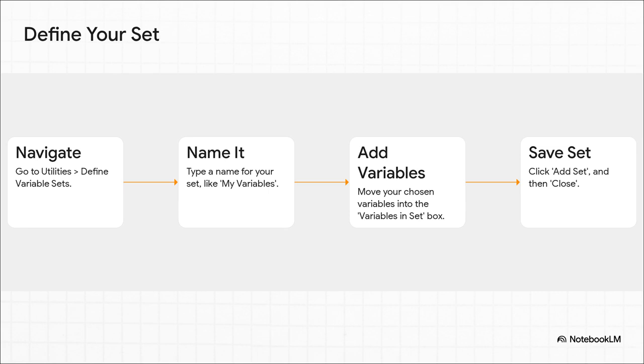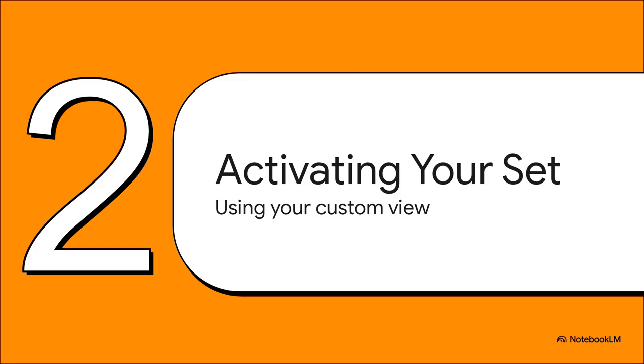Ooh, and here's a pro tip. Always include your unique ID variable in every set you make. Once all your variables are in the box, just click Add Set and then close. Simple as that. Awesome. So you've officially defined your set. But wait a minute. If you look at your data view, nothing's changed, right? It all looks exactly the same.